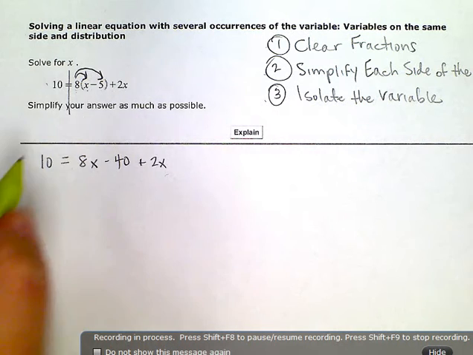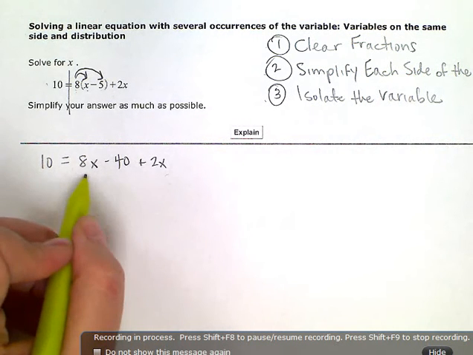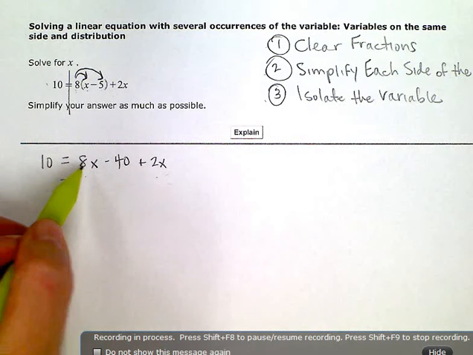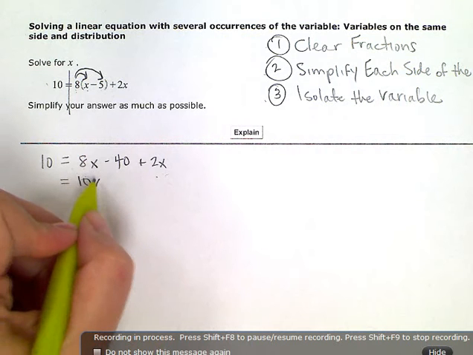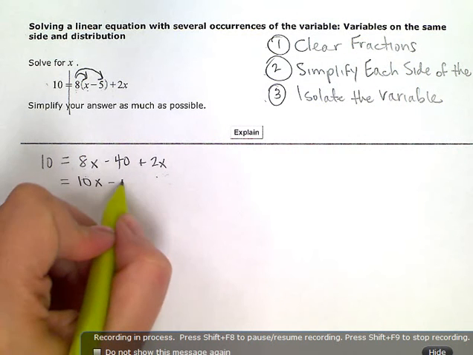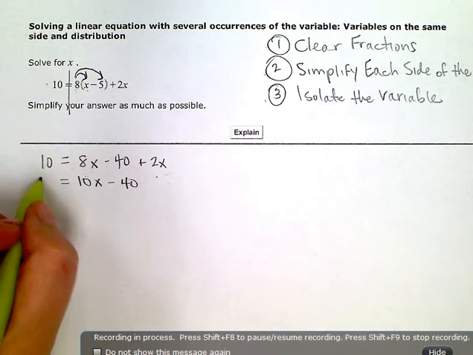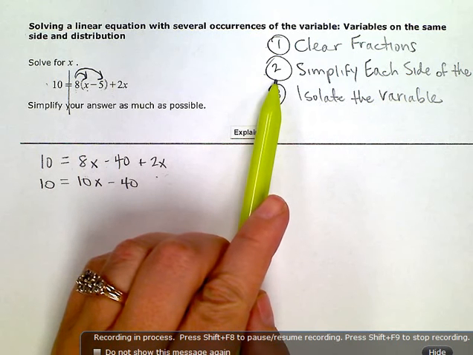So over here on the right side I have 2 x terms, 8x and 2x. If I combine those together, if I have 8 x's and I get 2 more x's, total I have 10 x's. And then I still have this constant term, minus 40, and 10 on the other side. So I simplified each side of the equals.